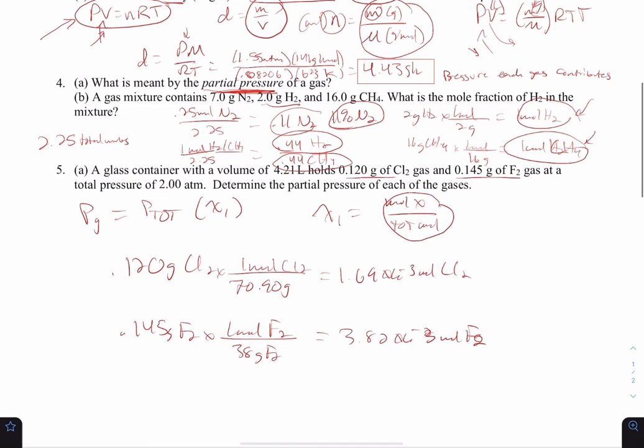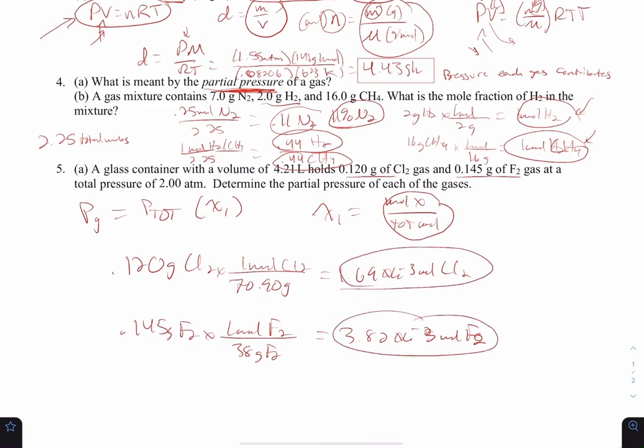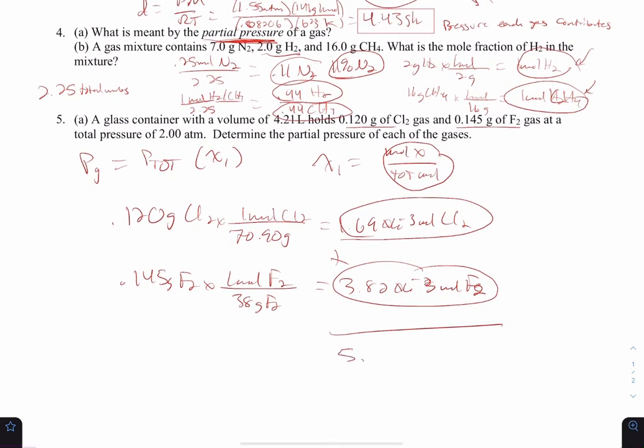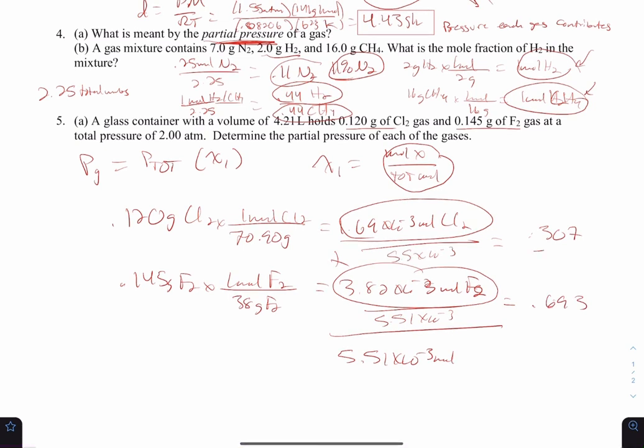Now, what I have to do is add these together to get the total moles, which if you do that correctly, you should get about 5.51 times 10 to the negative 3 moles. And then take each of these and divide them by 5.51 times 10 to the negative 3. If you do that, you should get about 0.307 for the chlorine and about 0.693 for the fluorine. Remember, these are just unitless values.